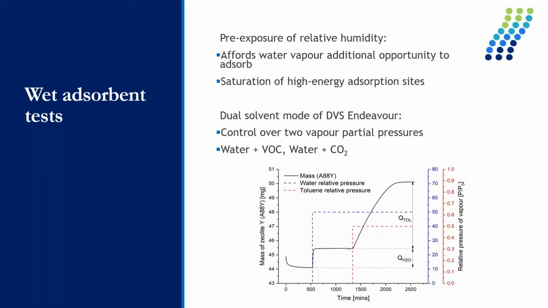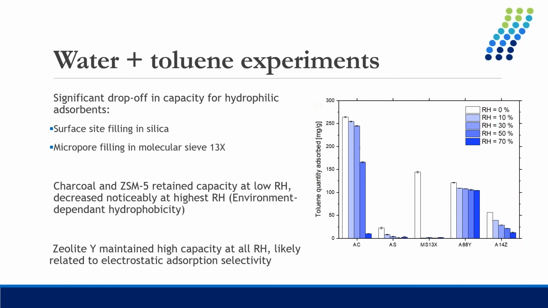And this is done using the dual solvent mode of the DVS Endeavour. This lets us control partial pressures of two different vapors, but it can also be extended to water and CO2 in carbon capture applications. Following this pre-exposure, we see that hydrophilic materials, especially molecular sieve 13X, have a significant drop-off in capacity for toluene after being exposed to water vapor. Because these materials have a high amount of acidity and hydrophilic interaction chemistry, water vapor is able to occupy all available adsorption sites and not leave any left over for toluene.